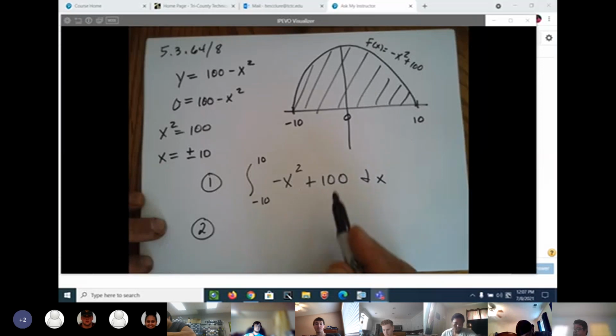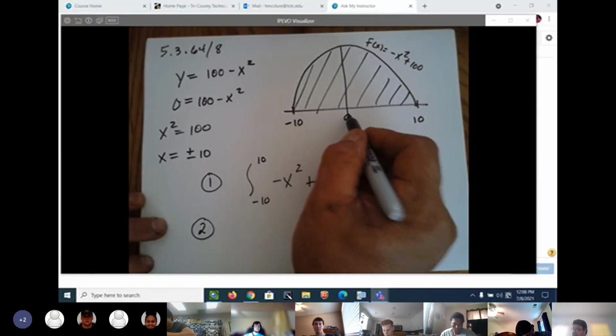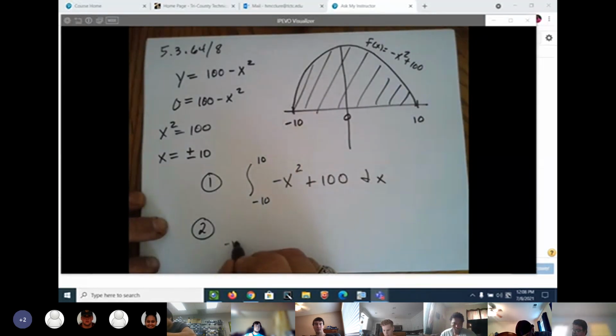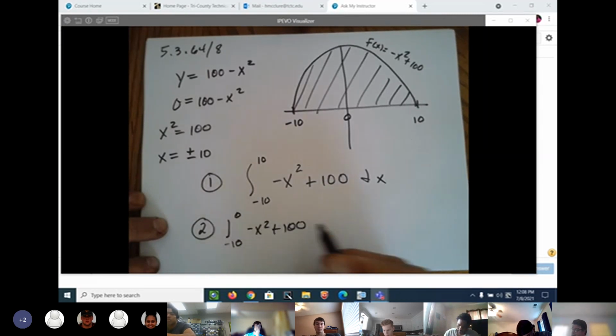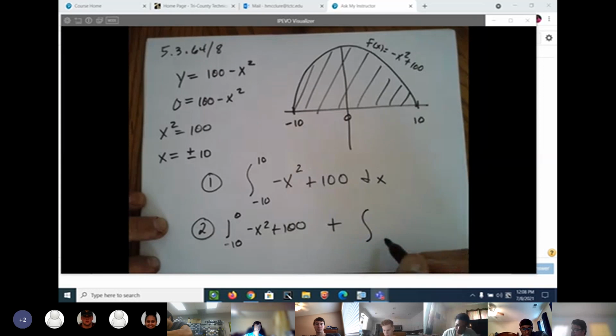All right, what do you do? Give me another one. Somebody. Which way do we read? Left to right. So negative 10 to 0 of negative x squared plus 100, plus 0 to 10 of negative x squared plus 100.